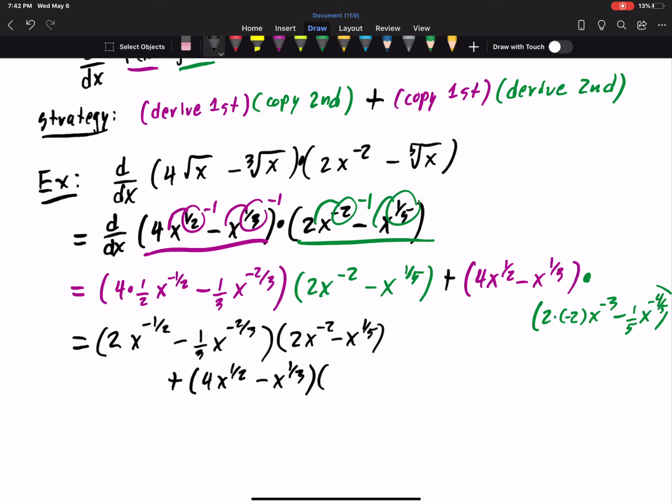And then the final set of parentheses, I have this 2 times minus 2, so it gives me minus 4, x to the minus 3, minus 1/5, x to the minus 4/5. Okay? And with that, I would say that this problem is done. Yes, you can transform your powers back into radicals, but again, that's just for show. It's nothing more than that. This answer will give you full credit on any problem that you do.